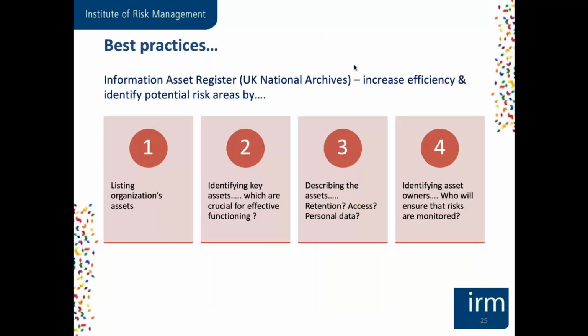You've got the UK National Archives Information Asset Register guidance here in terms of increasing efficiency and identifying potential risk areas. So best practices here are, of course, listing an organisation's assets and identifying which ones are key, which ones are crucial for effective functioning, which ones can we not live without, can we not function without. Describing those assets and identifying the owners, and deciding really upon who's going to ensure that risks are monitored, and making sure that responsibility is divided in a transparent way.